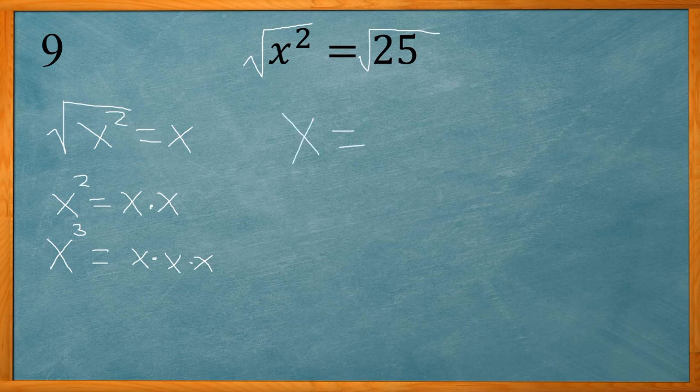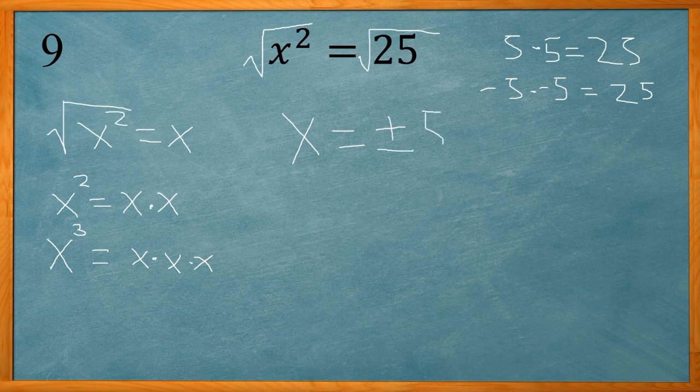And the square root of 25. Now, we know it's 5, right? 5 times 5 equals 25. But also, negative 5 times negative 5 equals 25. So it could be positive 5 or negative 5. So we write it as plus or minus 5. Okay, so we got two answers, 5 and negative 5.